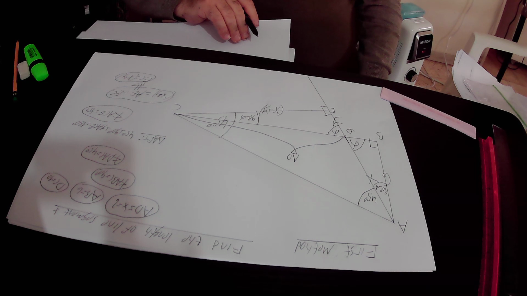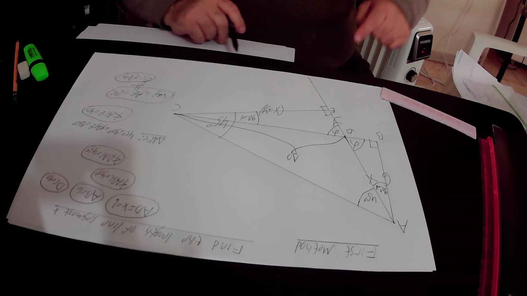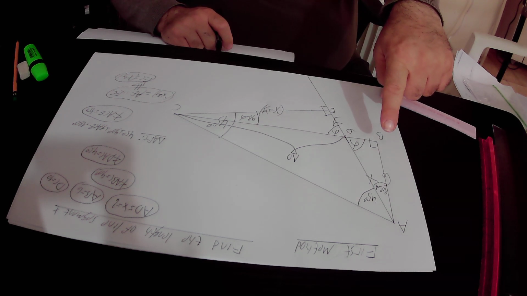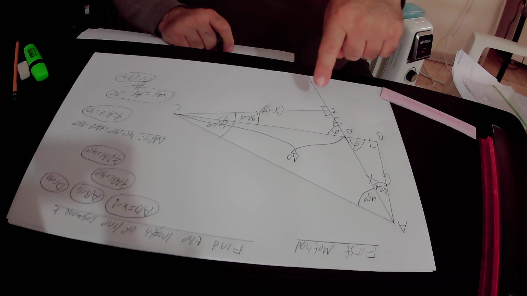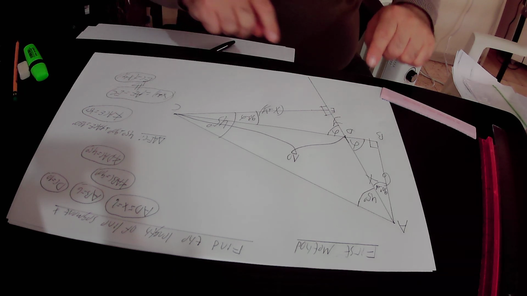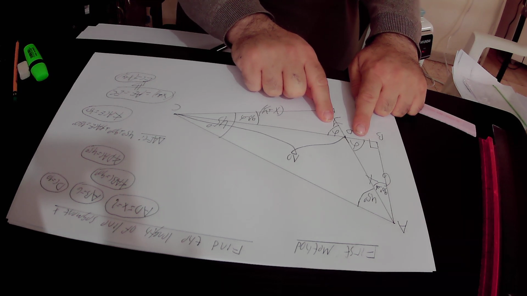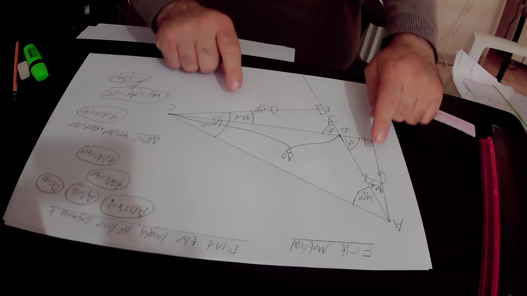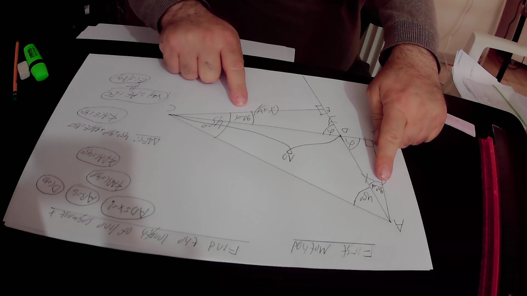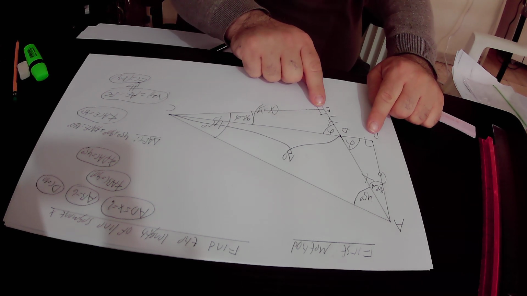So we actually proved that all three angles in the right triangle ABD are equal to all three angles in the right triangle EDC. Why? Because those two angles are both equal to alpha, therefore they are equal to each other. Those two angles are both equal to 90 degrees minus alpha, therefore they are equal to each other. And both those two angles are equal to 90 degrees, therefore they are equal to each other.